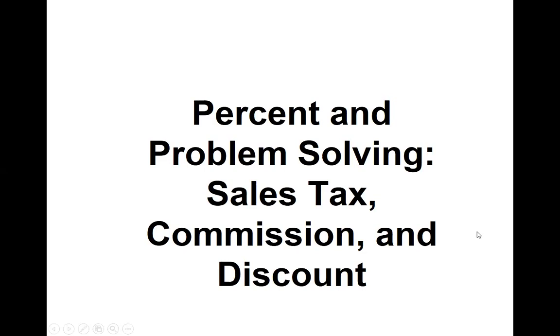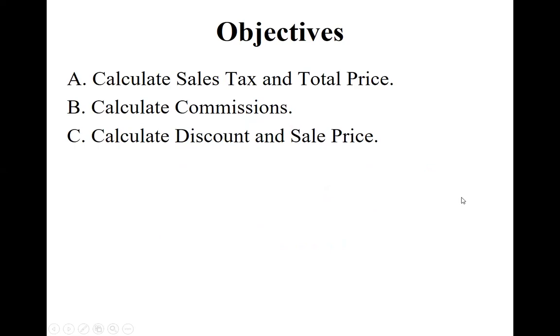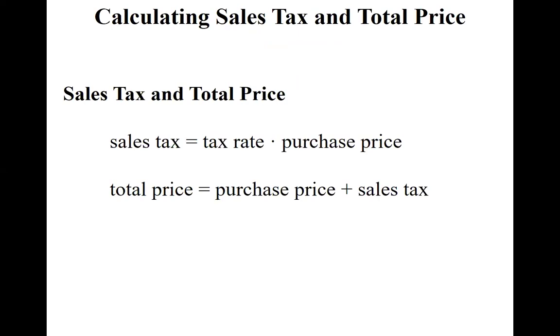The topic is percent and problem solving, sales tax, commission, and discount. The objectives in this topic are calculate sales tax and total price, calculate commissions, calculate discount and sale price. So sales tax is similar to income tax in that it's the tax rate times some amount. With income tax, it was the tax rate times the amount of income. With sales tax, it's the tax rate times the purchase price. And then once you know the sales tax, you can find the total price, which is just the sales tax added on to the purchase price.